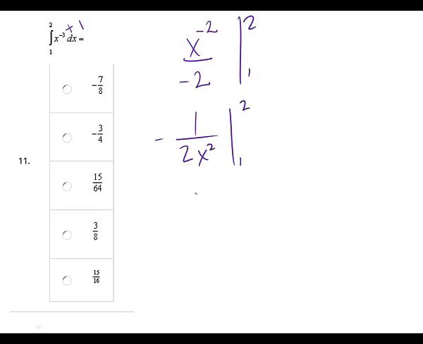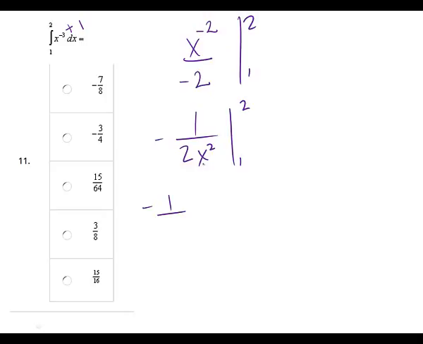I think we've actually done this one already, or one similar, with just different numbers. So I'm going to do what with the exponent? Add 1, so you get x to the negative 2 divided by negative 2. I'm going from 1 to 2. I've got to bring the exponent downstairs with the x. Now I'm going to plug in.